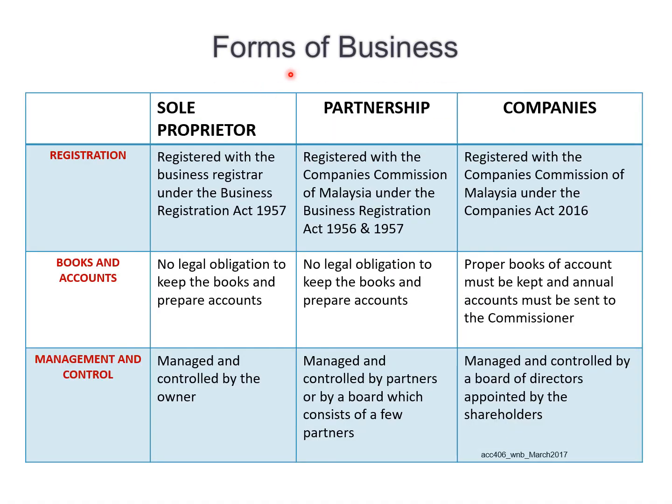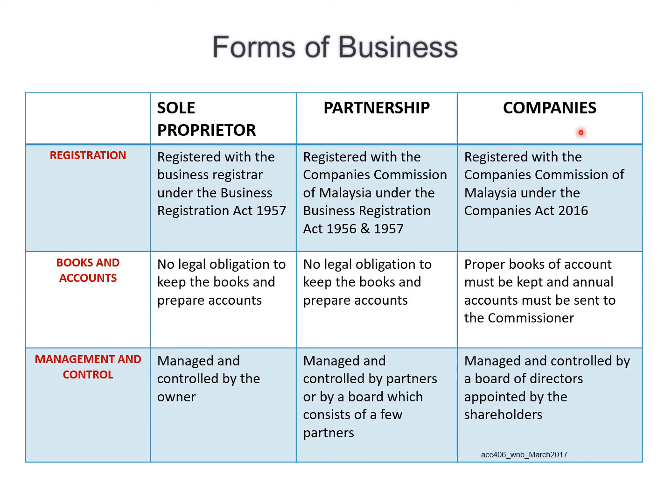Next, kita nak tengok the form of business dari sudut registration, books and accounts and also management and control. So, dekat sini you boleh compare antara tiga ni lah. So, kalau sole proprietorship, dia akan registered by the registrar under the Business Registration Act 1957. Sama juga dengan partnership, cuma partnership dia kena register dengan CCM, Company Commission of Malaysia. Dan juga dia juga govern under the Business Registration Act 1956 and 57.